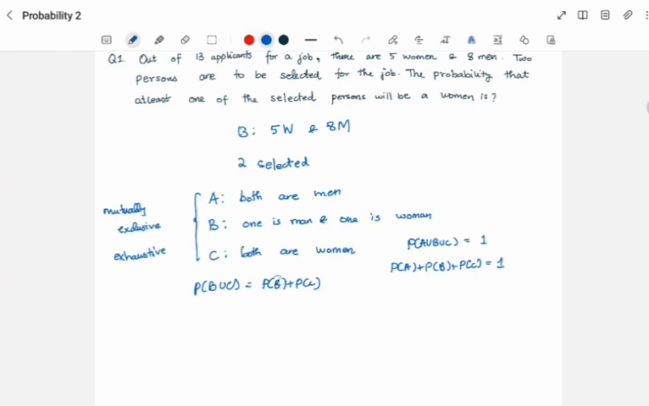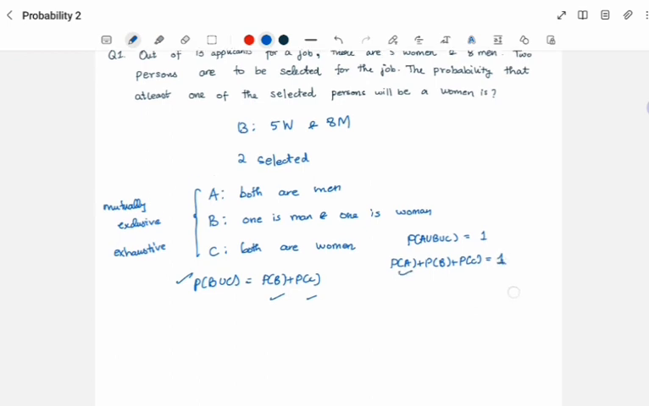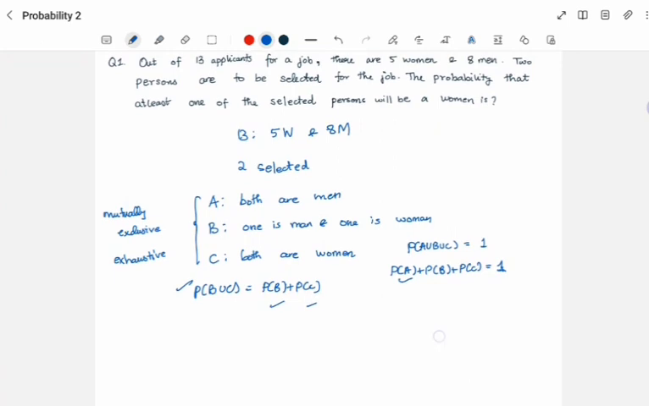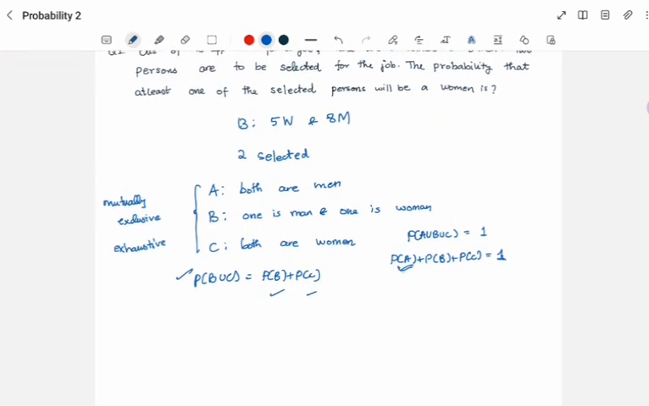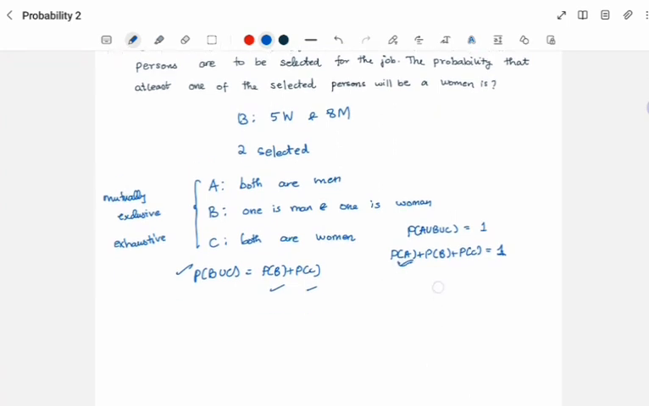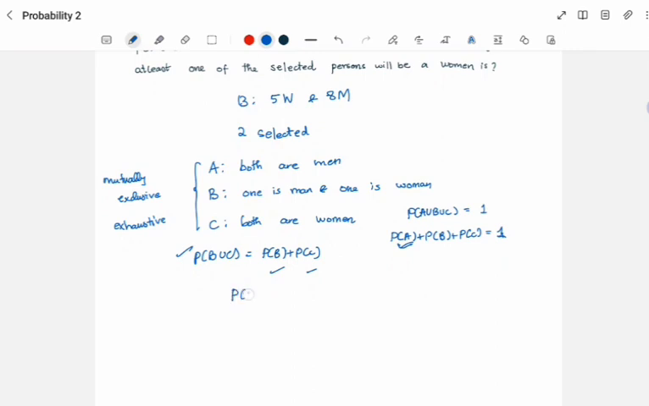So there are 2 ways to find this answer. I can either find P of B and C and add them, or I can find P of A and subtract from 1. Both ways will yield the same answer. Since P of A I have to calculate only once, I'll go with that approach. So what is P of A? Both are men. So from 8 people I select 2, and then total possibilities are from 13 people I'm selecting 2.